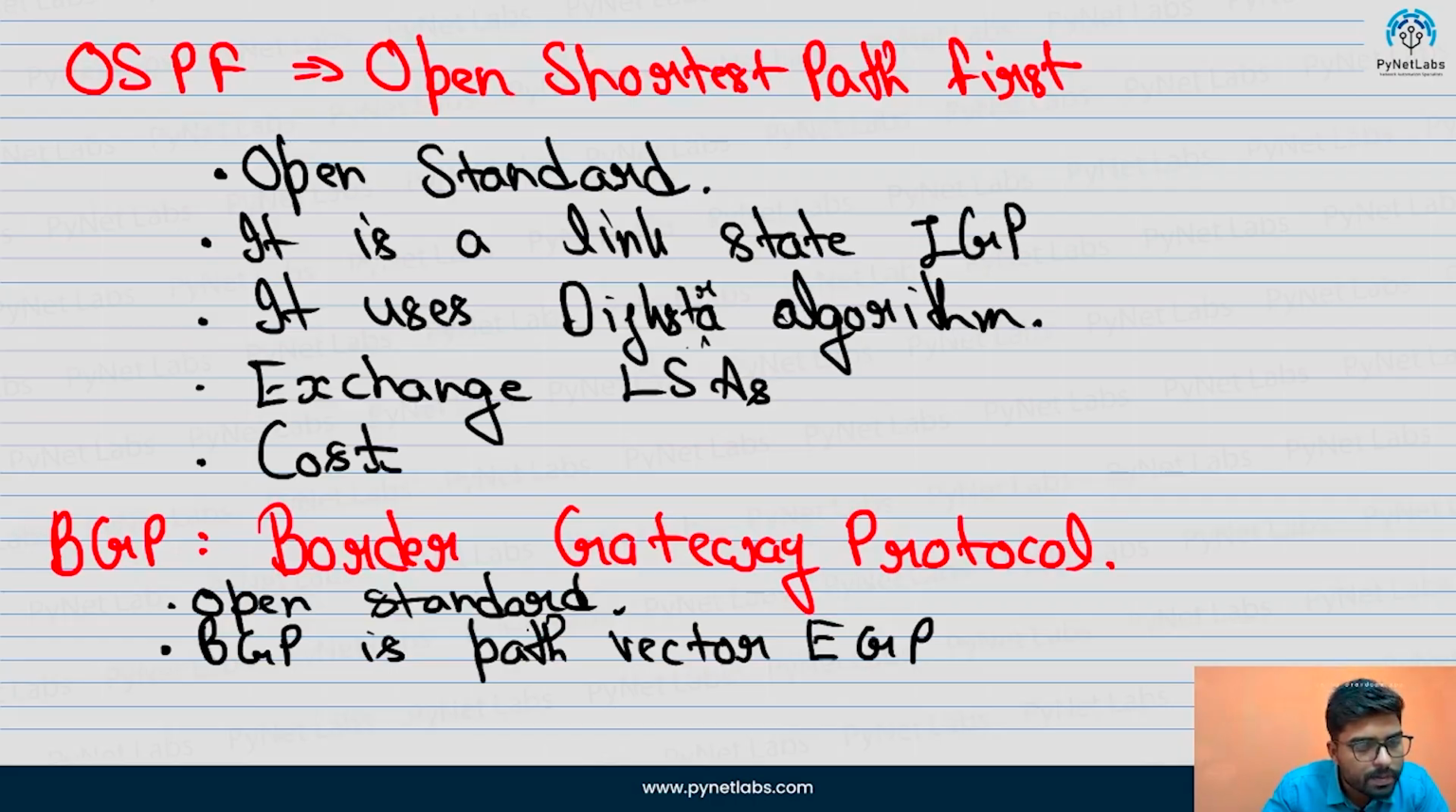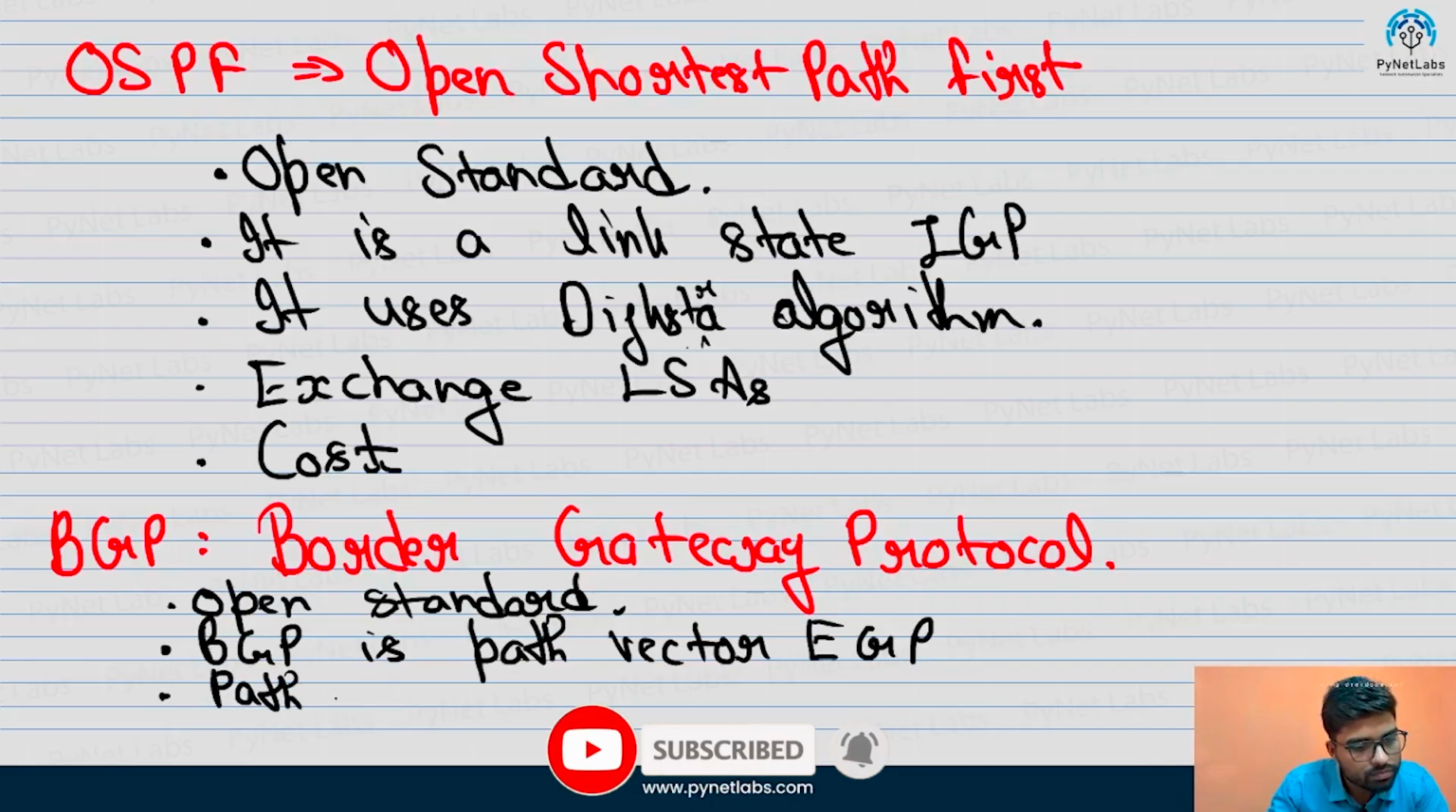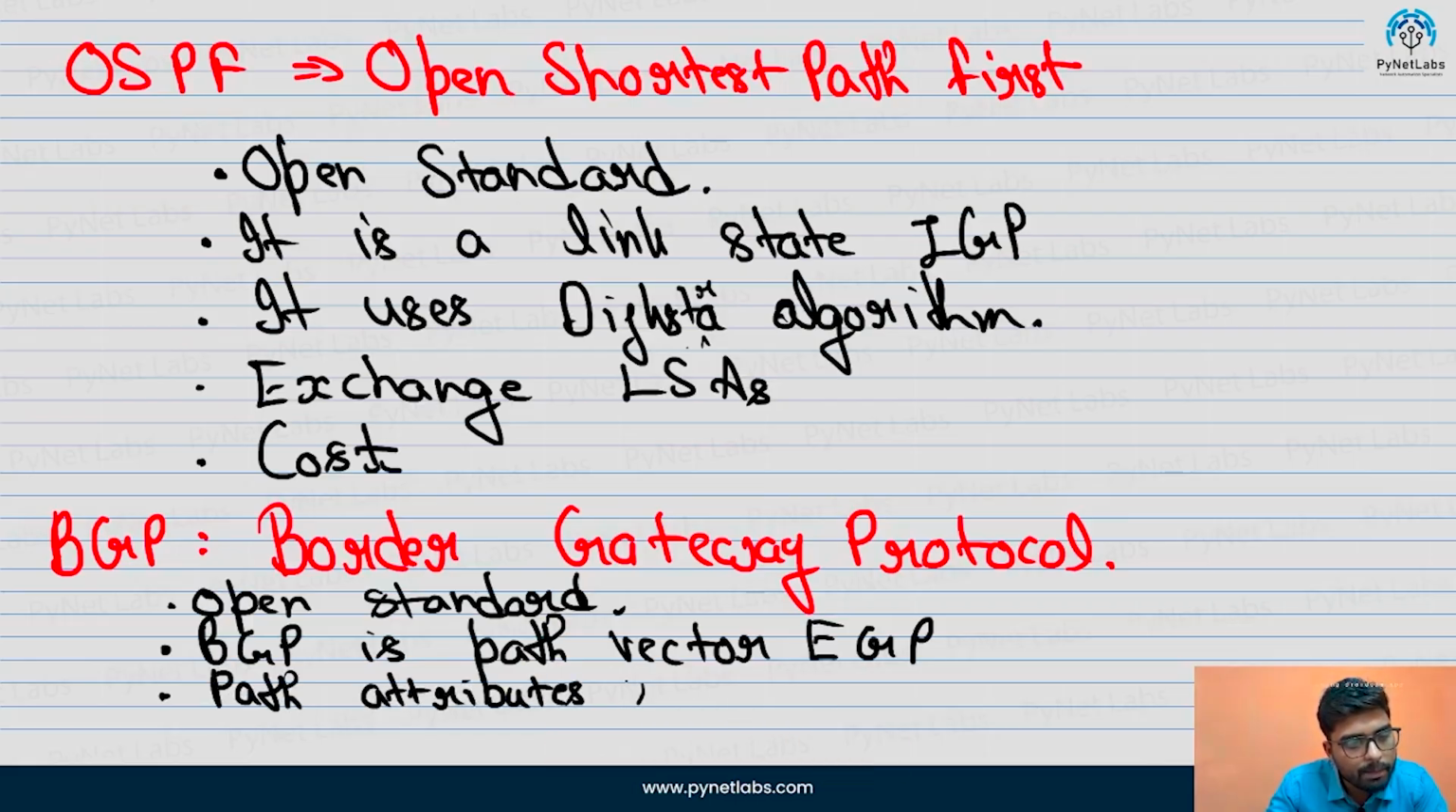As BGP is a path vector routing protocol, it will not use any traditional method of finding the best path. In the traditional method, in these protocols, we use metrics to find the best path. But in BGP, we will not use metrics to find the best path between the source and the destination. Then what will we use here? In BGP, we use path attributes and policies. So these are the two things which are used in BGP to find the best path between the source and the destination. I will compare these within a while.